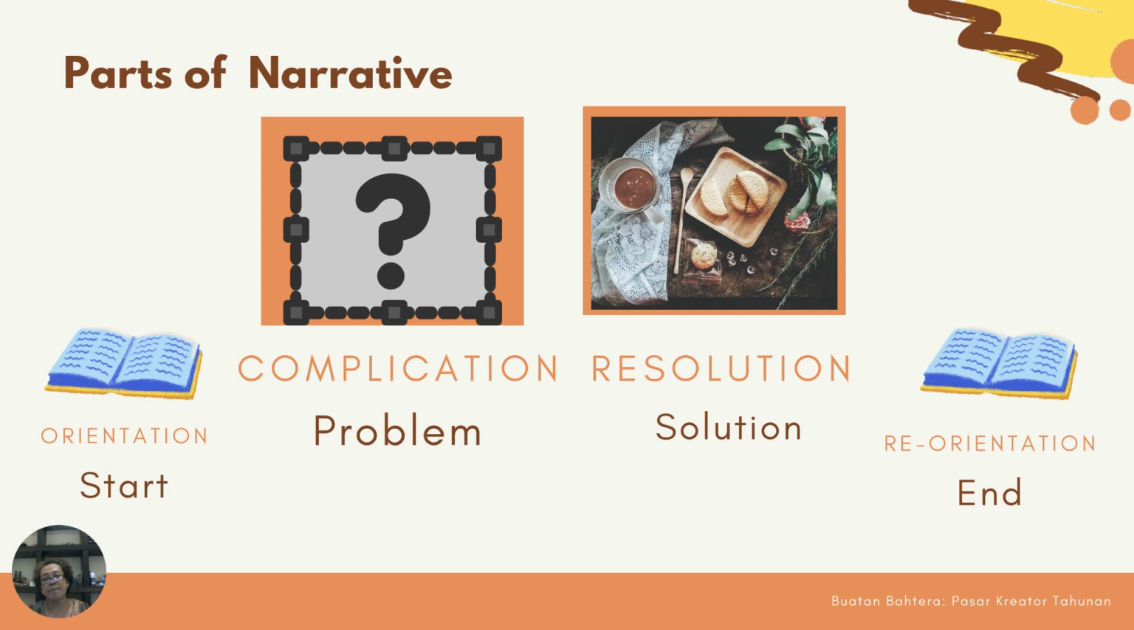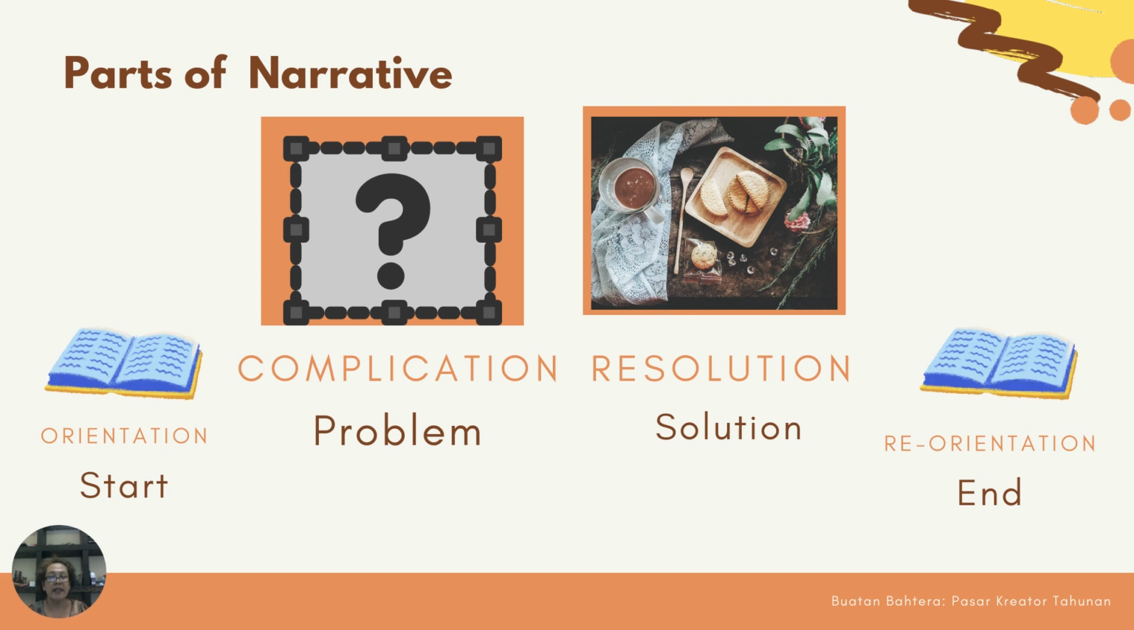What composes narrative? What are the parts of the narrative? We see here that generally it consists of orientation, or the beginning, the start of the story. The next is the complication, or the problem that arises, followed by the resolution, or the answer to the problem, how we are able to solve the problem. And the last part is reorientation to end the story.